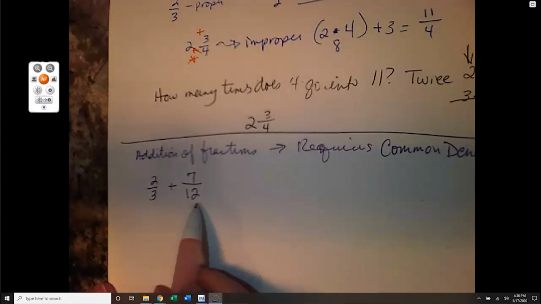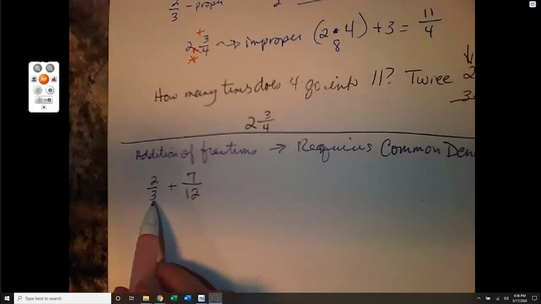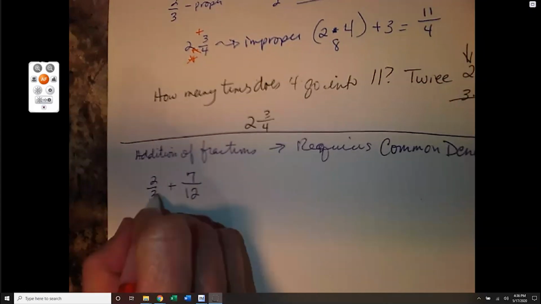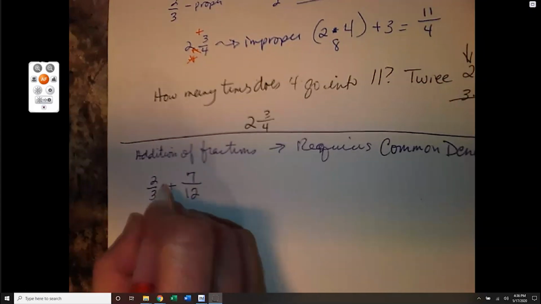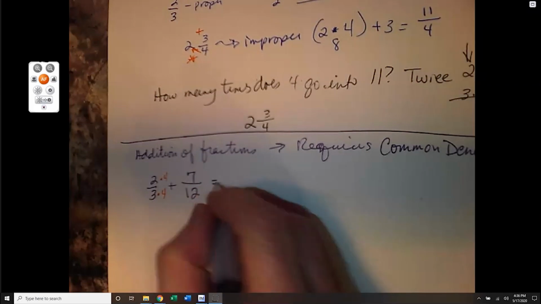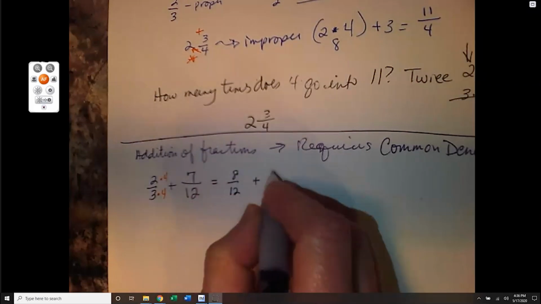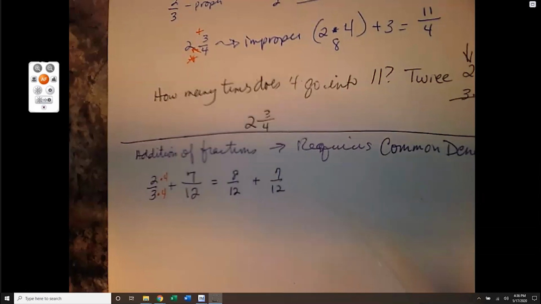So if we need both of these numbers to be the same, we could multiply 2/3 times something to get the bottom to be 12. What is that? That's right, it's 4. So I could multiply the top and the bottom by 4, and that would get me to 8/12 plus 7/12. Follow me? So I didn't have to change the 7/12.